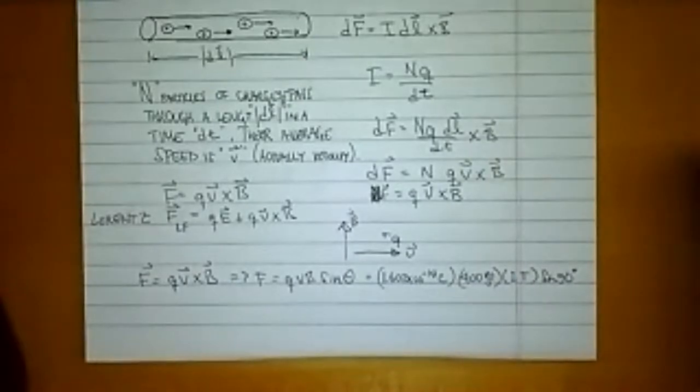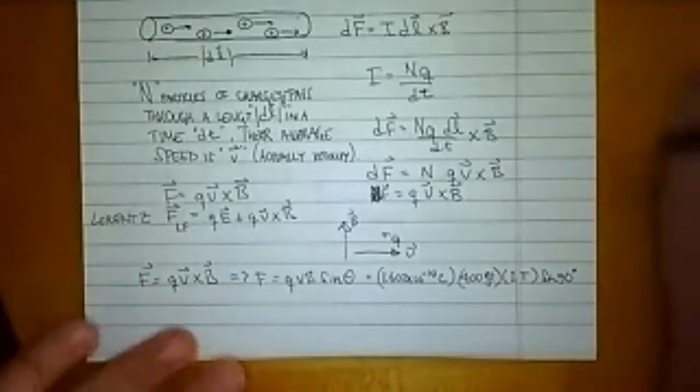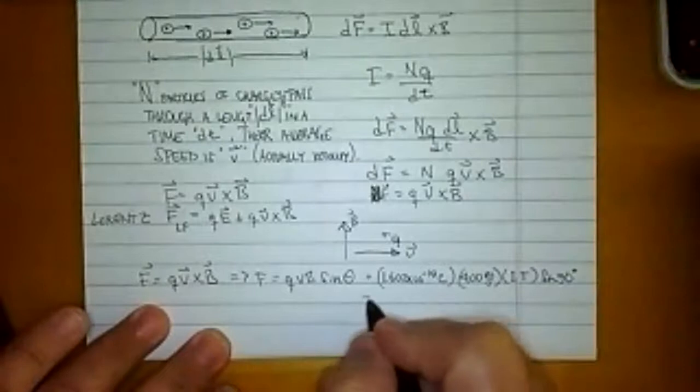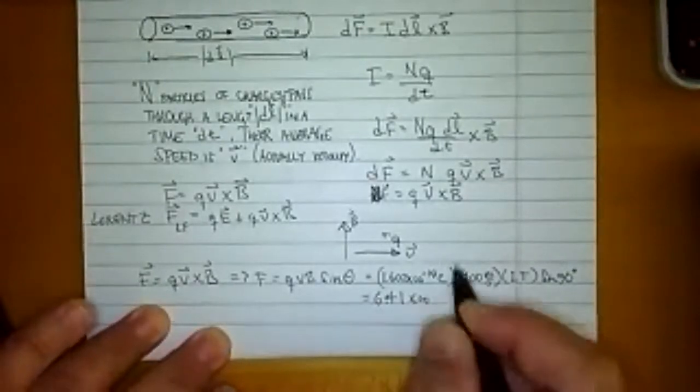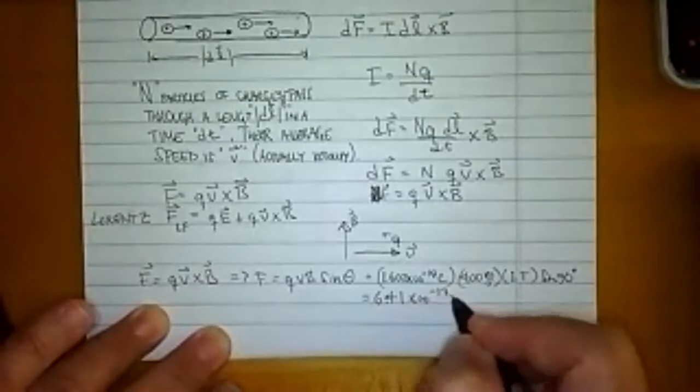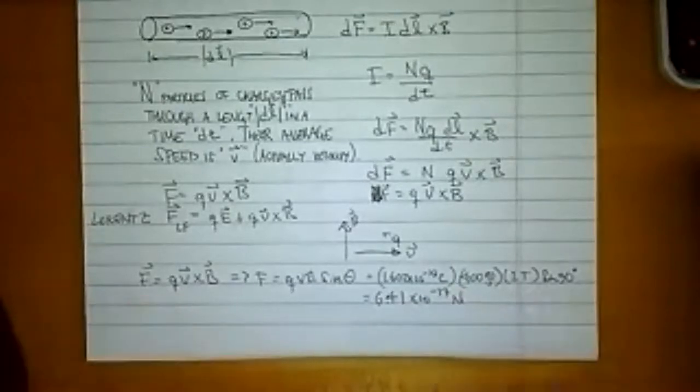So in that case, you just get 1.602 times 10 to the negative 19th times 400 times 1, and you get 6.41 times 10 to the negative 17th newtons.